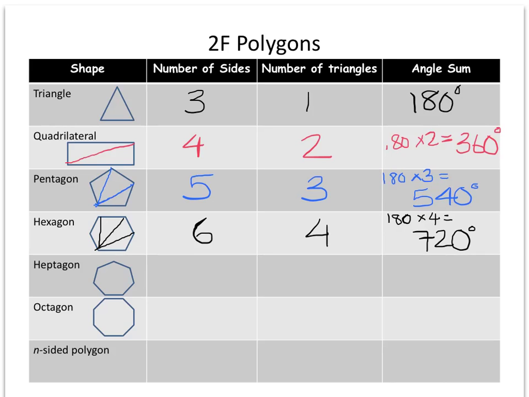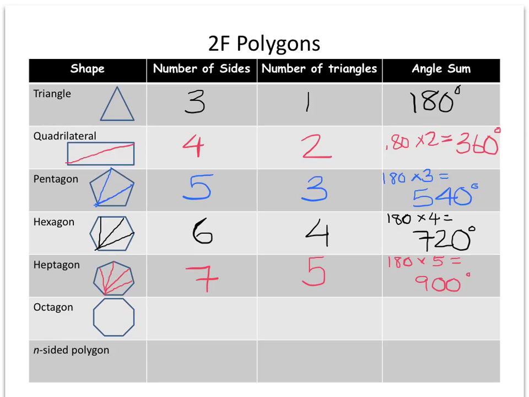Okay, a heptagon is a 7-sided shape. So let's try and divide our heptagon into triangles here. And you'll notice I always start at one point and go out, just so that I know I'm dividing the shape up into triangles properly. Okay, so I've got 1, 2, 3, 4, 5 triangles now. And that means that to work out the sum of the angles in a heptagon, I need to do 180 degrees times 5, which gives me 900 degrees.